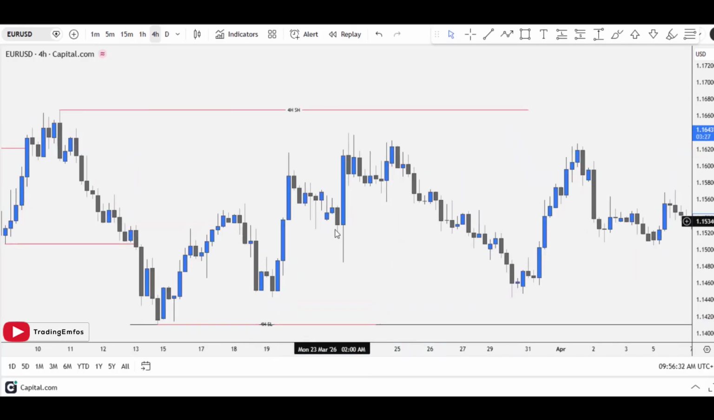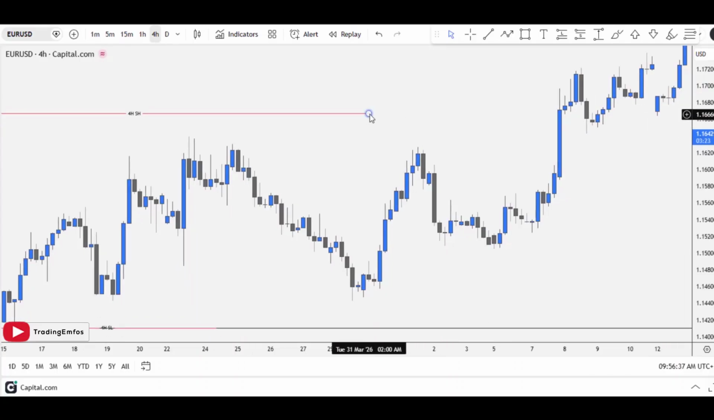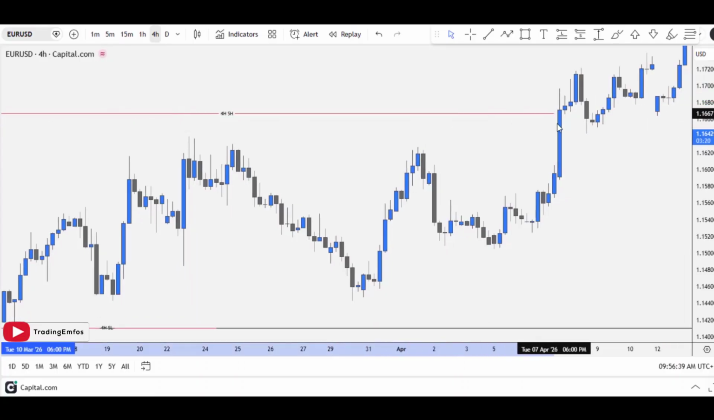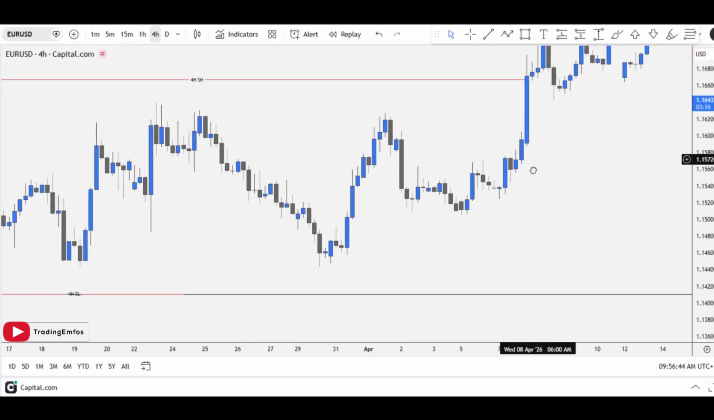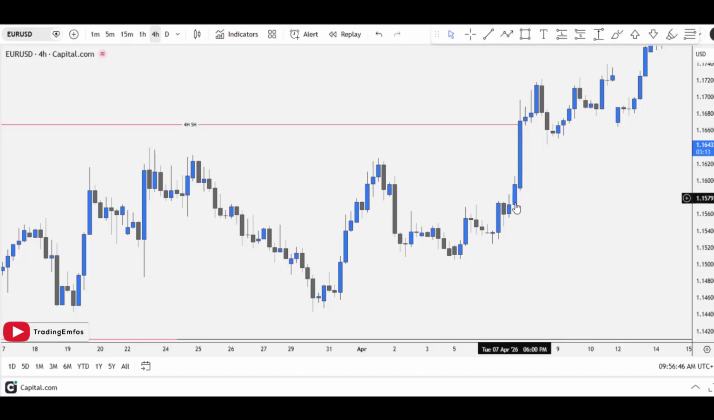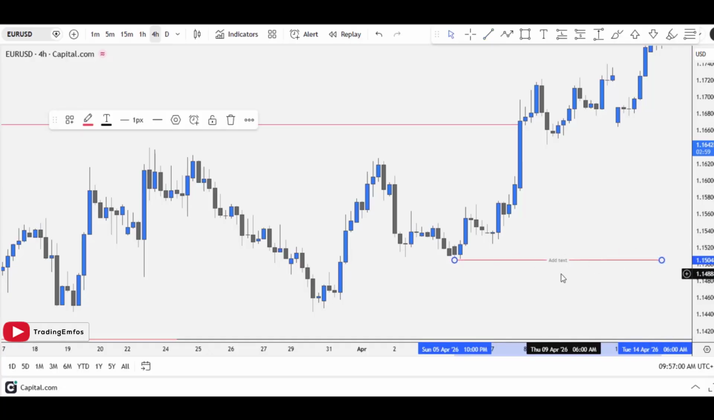It pushed up, pushed down, pushed up again, and could not break above our high. So the market kept going, and eventually we have another break of structure here to the upside. So we are looking for a close down. The next close down is on this very candle. So this becomes our new swing low on the 4-hour time frame.